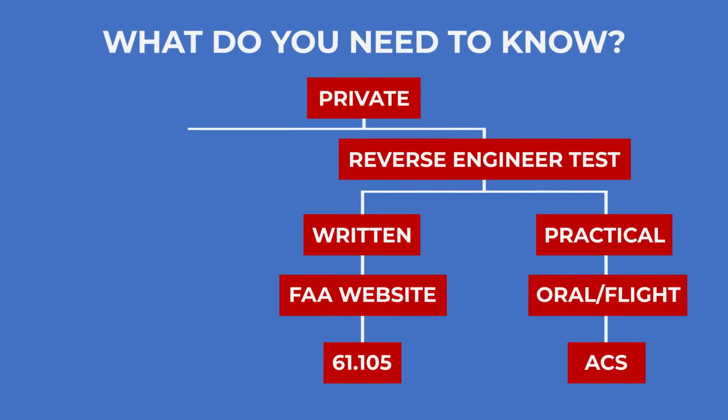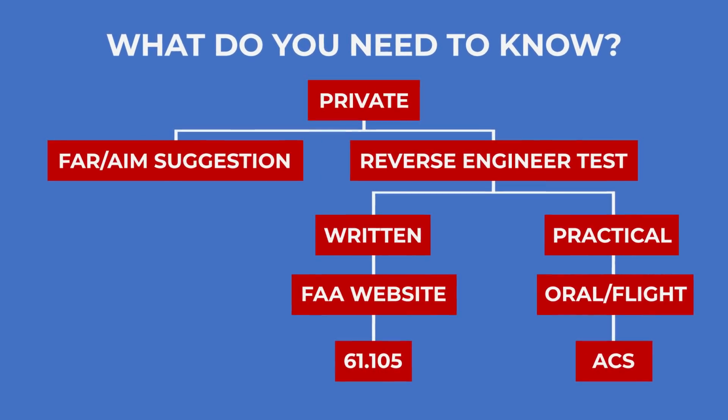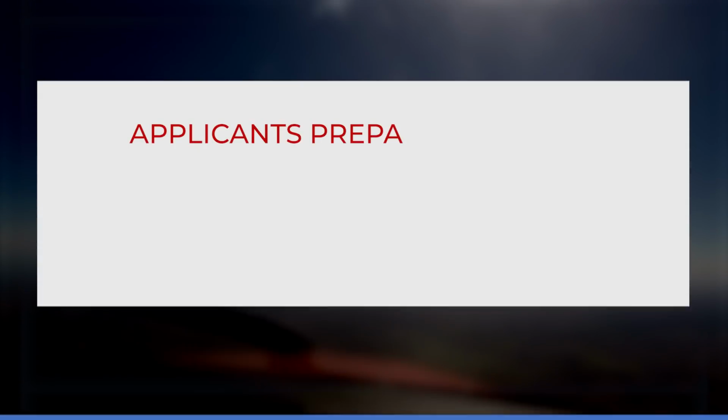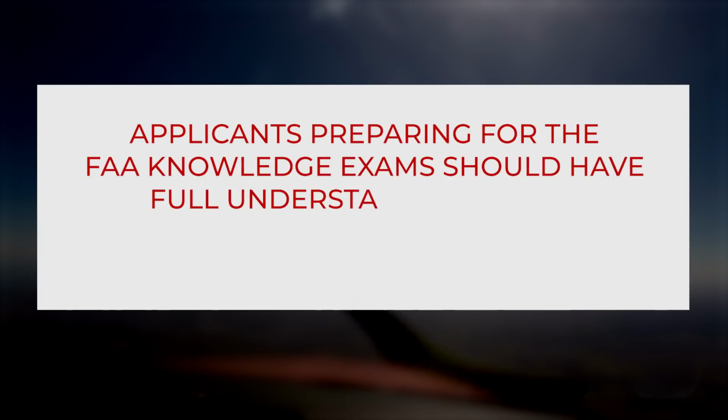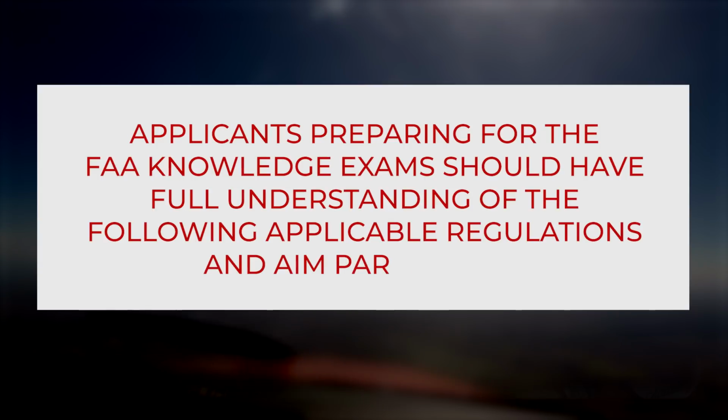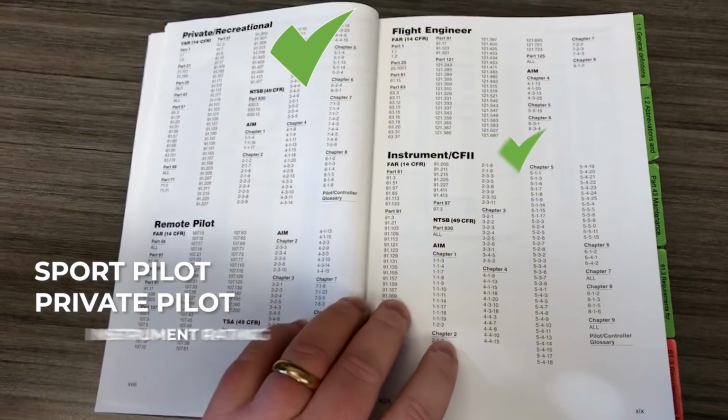But the second route is a paragraph in a section at the beginning of this book that I absolutely love. It says applicants preparing for the FAA knowledge exams should have full understanding of the following applicable regulations and AIM paragraphs. And then they list it out by sport pilot, private pilot, instrument, etc. Did you know this existed? Because I certainly didn't. I'll be the first to admit. I totally glossed over this because you start opening the FAR/AIM and it's a bunch of nonsense and different things before you get to further nonsense of all the regulations and things. But I totally missed it. It says, hey, if you're getting your private, this is what you should study.